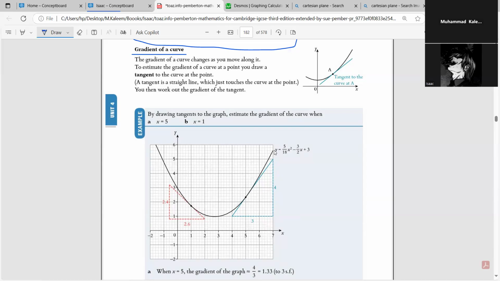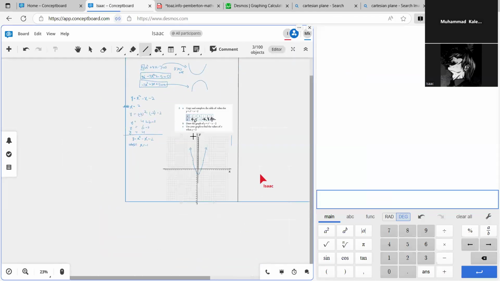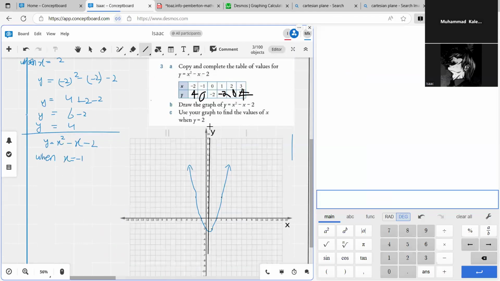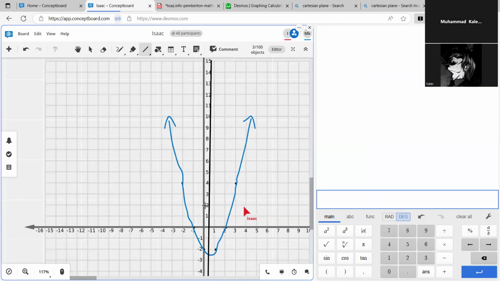By drawing the tangent to the graph, estimate the... okay, one more thing. We did not solve the C part. What's the answer for the C part? Use your graph to find the value of x when y is equal to 2. So you go to where y is 2, go across to the curve, and then go down. Exactly, it's like 3, or no, it's 2.9, 2.8. We can take 2.8 or 2.9, approximately.